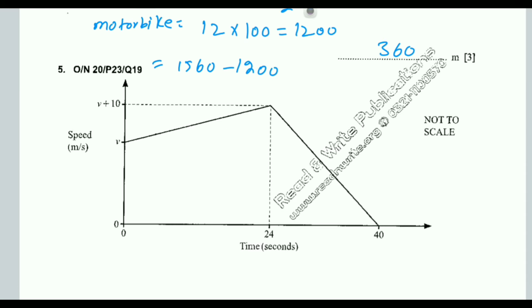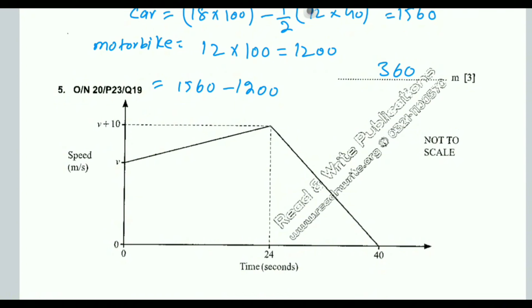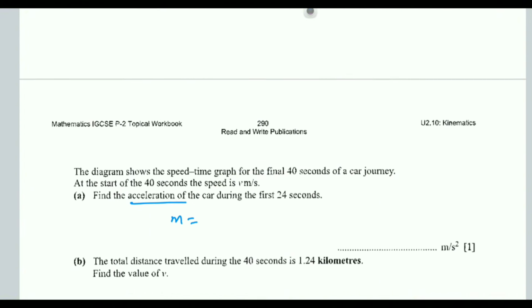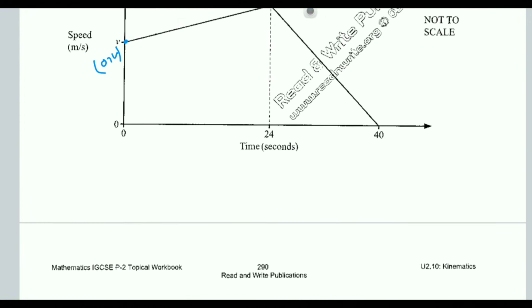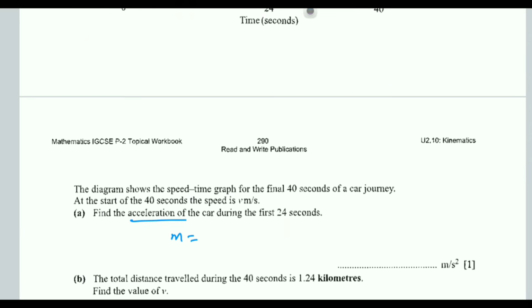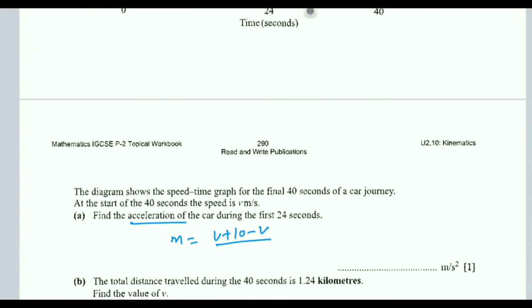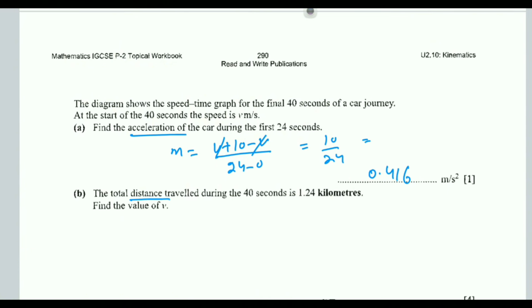So m is equal to, this will be 24, and v plus 10 is y, and this one is 0 and v. X is 0, v is y. So y2 minus y1, v plus 10 minus v, over x2 minus x1, 24 minus 0. The v's cancel, so 10 over 24 is equal to 0.416.